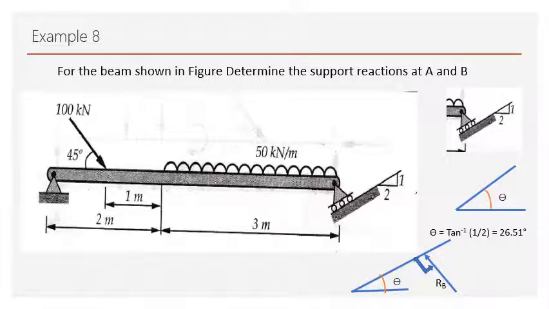Yes, of course, the UDL is there. What is the equivalent point load of UDL? That is 50 into 3, 150 kilonewton. That acts at a distance of 1.5 meter from either side. Yes, of course, we have to resolve the 100 kilonewton force into its component forces.